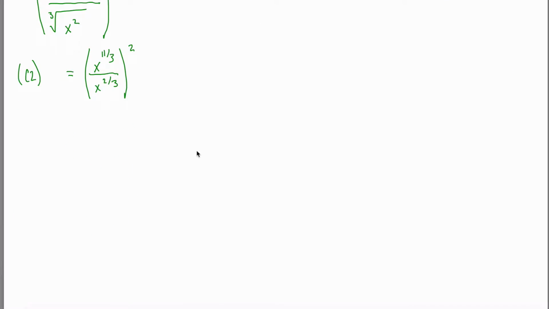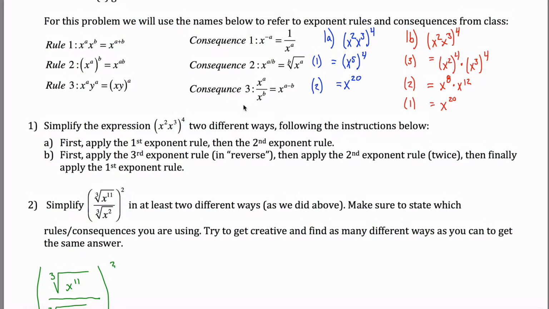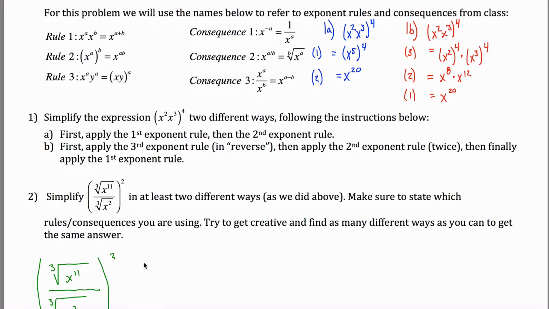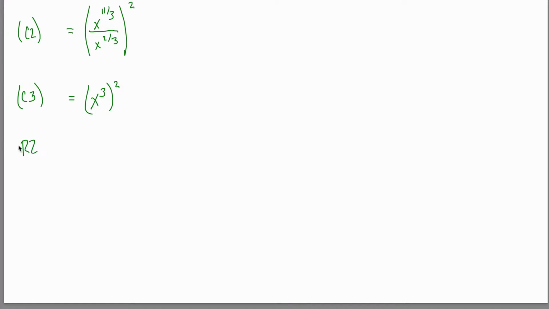And then from here, I'd have several different options. One way I could proceed is to apply this third consequence. Consequence 3 allows me to subtract those exponents. So figure out what 11/3 minus 2/3 is equal to. 11/3 minus 2/3 is 9/3. 9/3 is just 3. So I could write this as x cubed to the second power, at which point rule 2 applies really nicely. It says when you've got an exponent raised to an exponent, multiply those two numbers and get x to the 6th. So I got an answer.